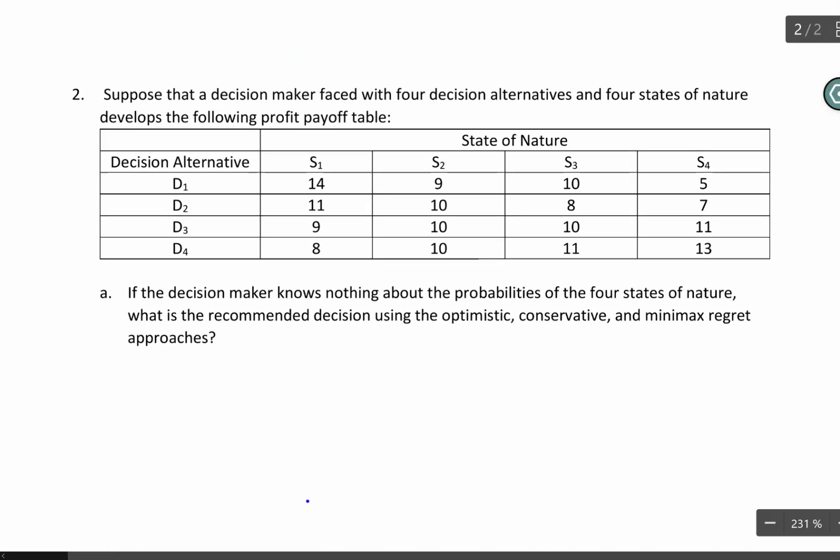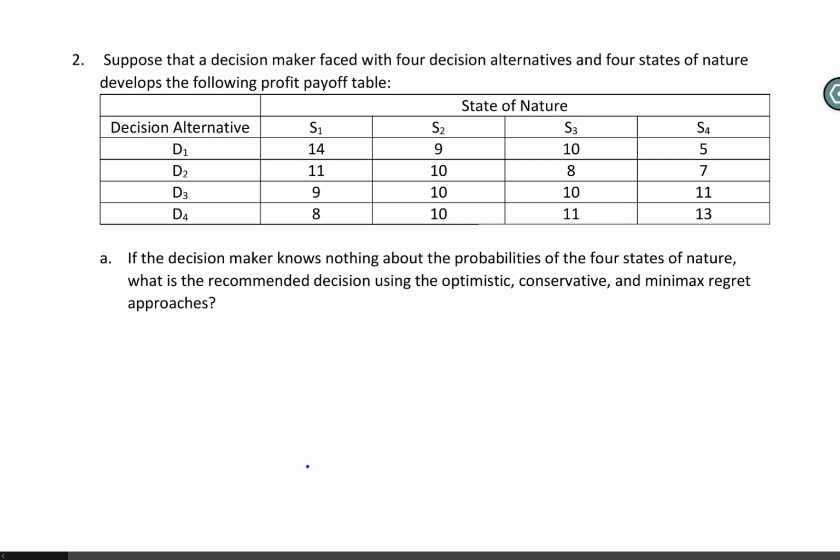Moving on to problem number 2, we're given another table. Suppose that a decision maker faced with 4 decision alternatives and 4 states of nature develops the following profit payoff table. If the decision maker knows nothing about the probabilities of the 4 states of nature, what's the recommended decision using the optimistic, conservative, and minimax regret approaches? So again, just like what we did in part B of number 1.